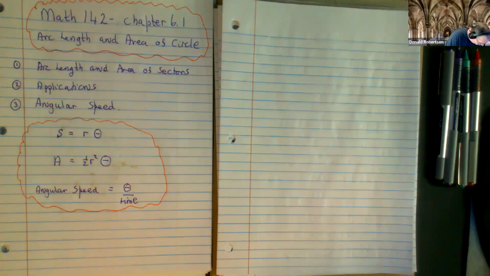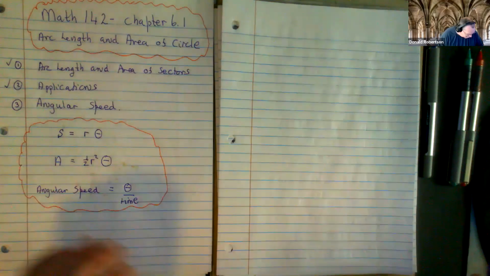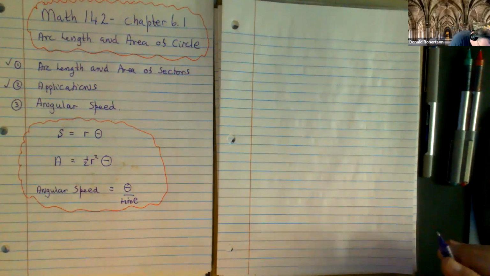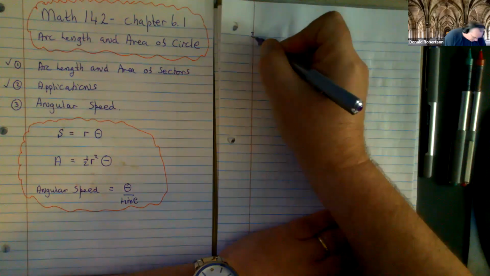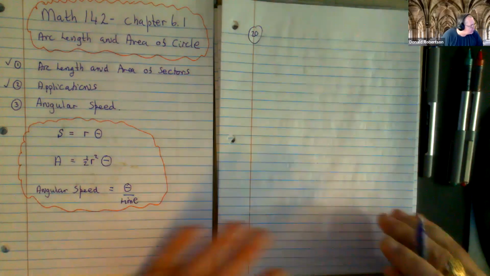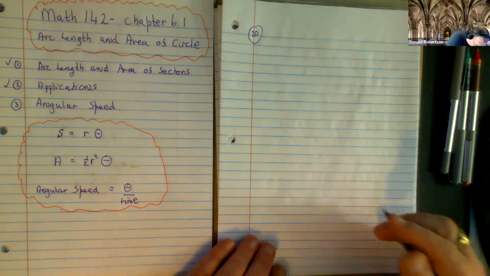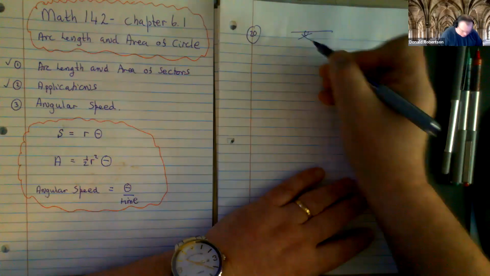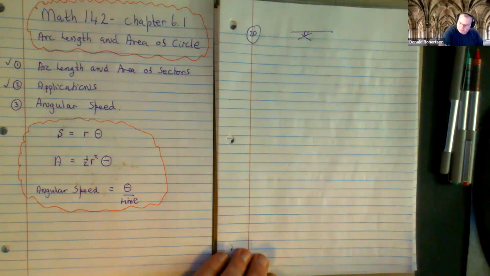I'm going to just check that off now because we've kind of done them. And we've got this thing called angular speed. So I'll show you an example of the question and kind of take you through how you're going to calculate it. So what we've got here is a ceiling fan. That's a ceiling fan. Can you see it? Rotating ceiling fan.